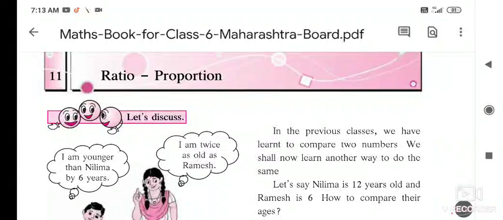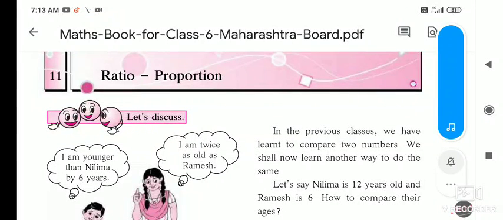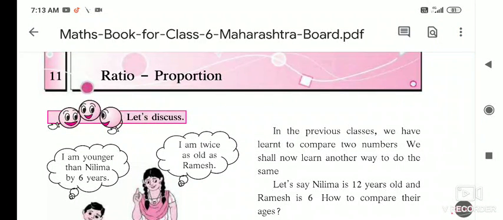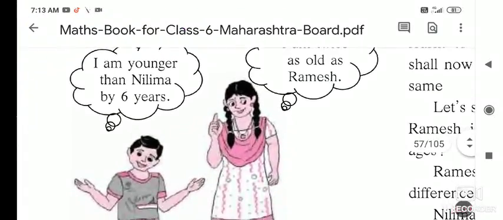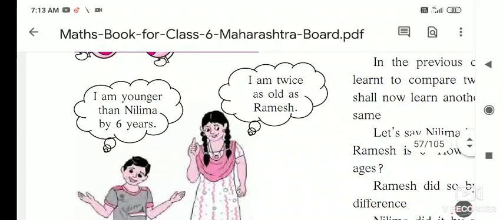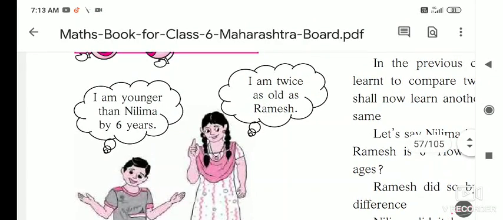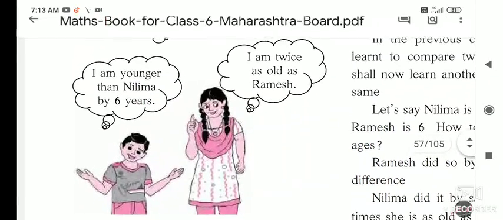Friends, today we are starting a new lesson, number 11, ratio and proportion. Okay, so here it is: one boy and one girl. They may be brother and sister.